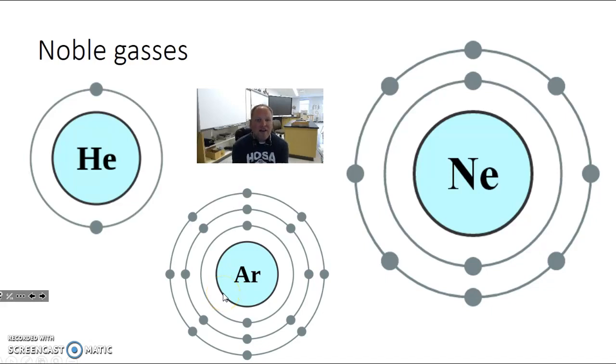The goal in life of every atom in the world is to have a full outer shell. If you are full, you become stable. That's why these guys are called noble. Okay, if someone tries to bond with neon, he's going to be like, get off me, clown. I don't need you.